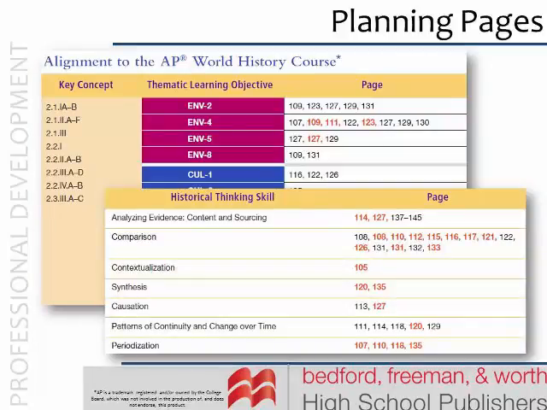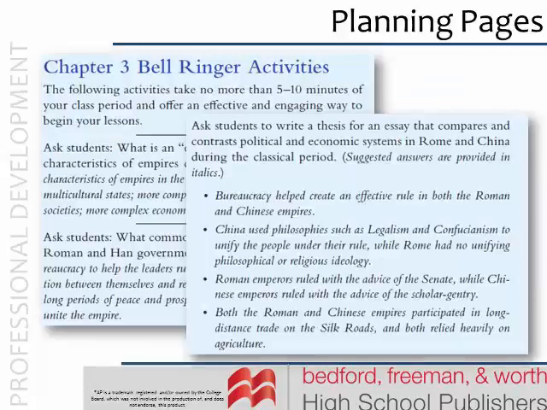We also provide you with an alignment to the AP World History course, including alignments to the key concepts, thematic learning objectives, and historical thinking skills. This will help you keep on track. Finally, we also provide you with Bellringer activities to use at the start of class. A Bellringer activity is a 5 to 10 minute activity to begin your lesson by engaging your students.